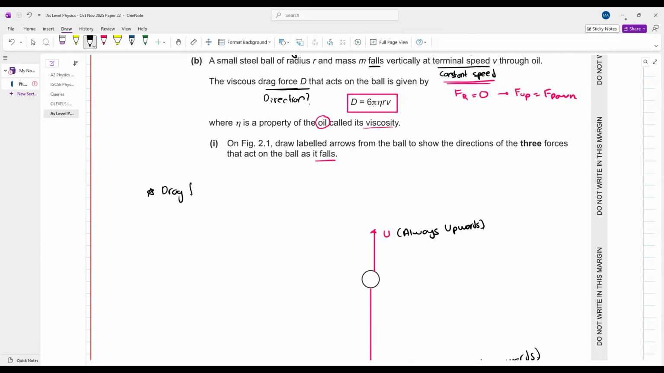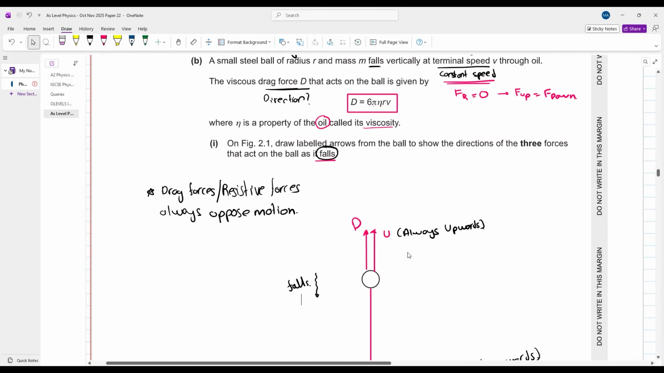Drag forces, resistive forces, always oppose motion. Beta, drag forces always oppose motion. That means if the ball is falling, अगर ball नीचे की तरफ गिर रही है, where will the drag force act? Upward. Let's label this as capital D. Always remember, drag force always acts opposite to the motion. अगर आपकी ball fall कर रही है, drag force upward act करेगी.